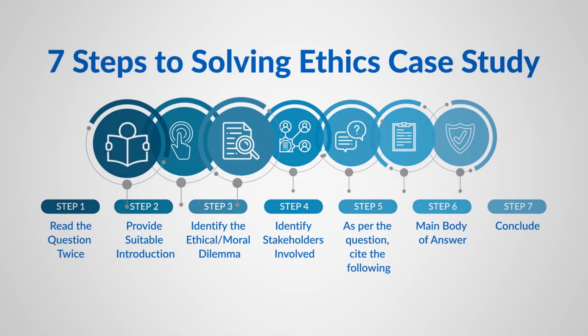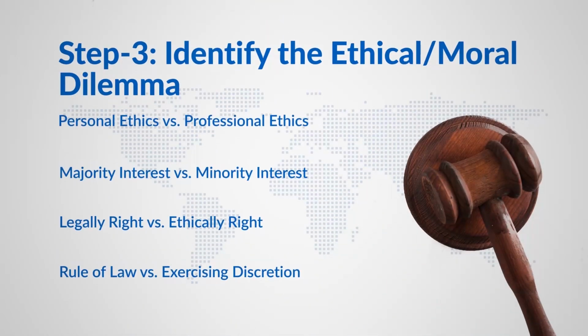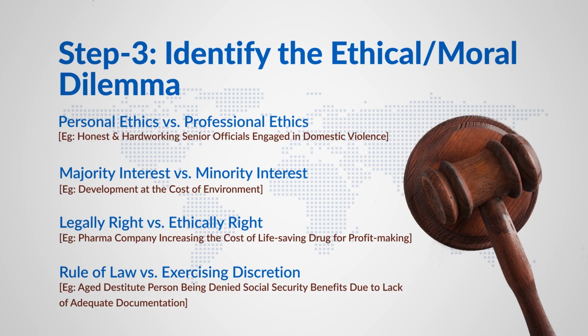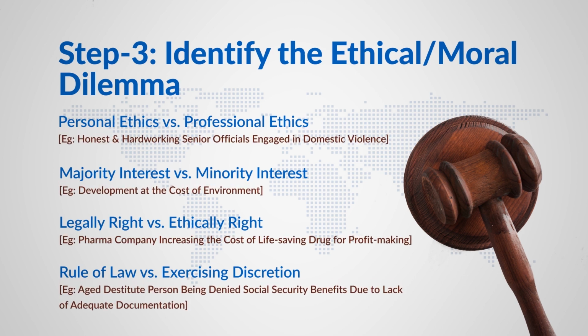Now that the introduction has been formulated, we come to the most crucial part, and that is the identification. Step number 3 is the identification of the ethical or the moral dilemma at hand. Now, when you're trying to identify the ethical or the moral dilemma, you would primarily see one of the following reasons. Number 1, a dilemma may arise in a situation where the personal ethics is at contrast to the professional one, or vice versa. For example, there is an honest, hardworking senior official who is engaged in domestic violence.